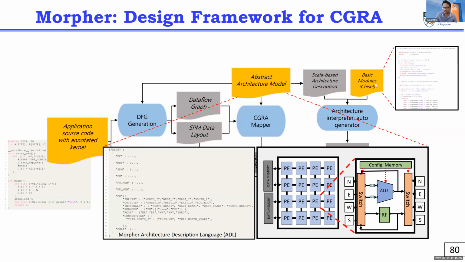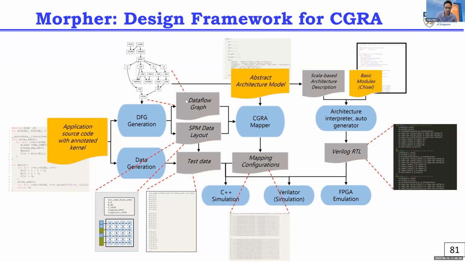Another input is the basic modules. The more detailed implementation of these basic modules we provide in our toolchain. We provide Chisel-based implementations for these basic modules like ALU, switches, and register files. And users can also add their own basic modules if they wish to have more optimized versions of the architecture.